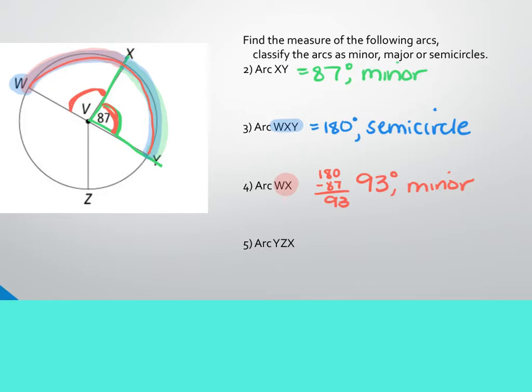Then comes arc YZX. So Y is here. If I go Y, then Z, then X, it goes all the way around my circle, which includes everything except for XY. So if my circle is 360, XY is 87, then I just have to do 360 minus 87 degrees to get that, well, not that individual arc, but the big major arc. So this is everything except for that 87, which is 273. And again, that would be bigger than 180, so that's major.